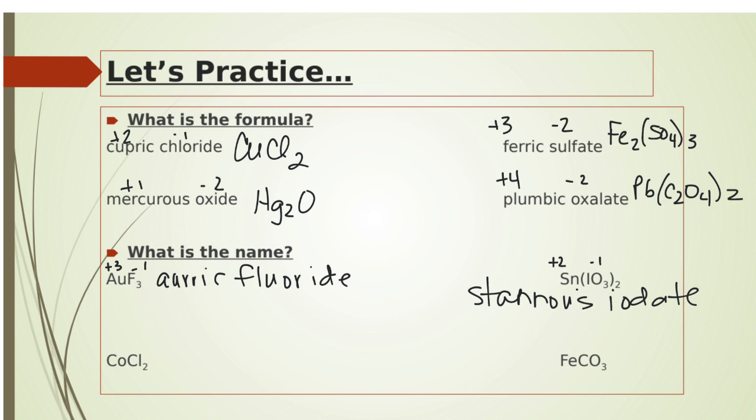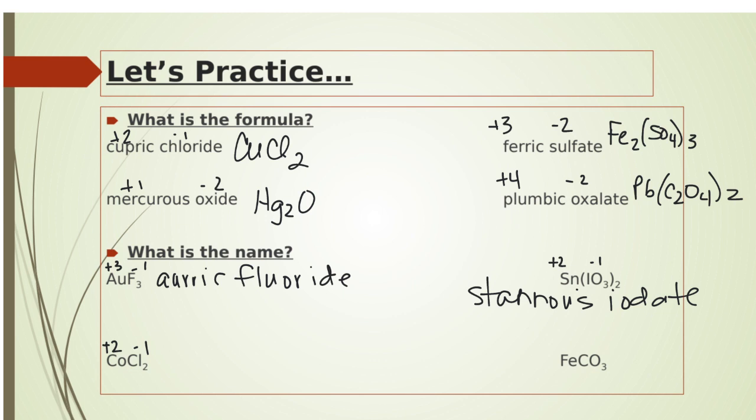Down at the bottom, we have CoCl2. So we're going to reverse those crisscross rules. So 2 will come up to cobalt, -1 to chloride. Just go check it out. Cobalt does have a charge of +2, and chloride is always -1. So we know it hasn't been reduced.